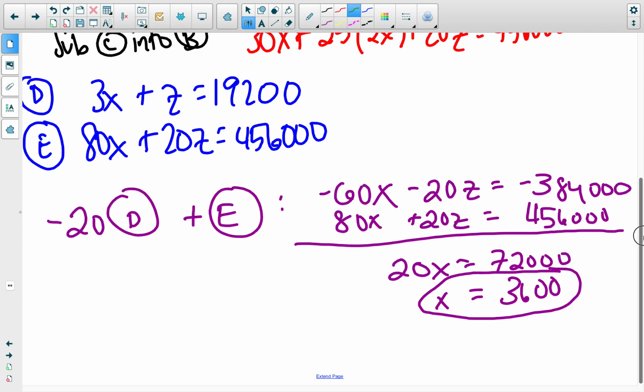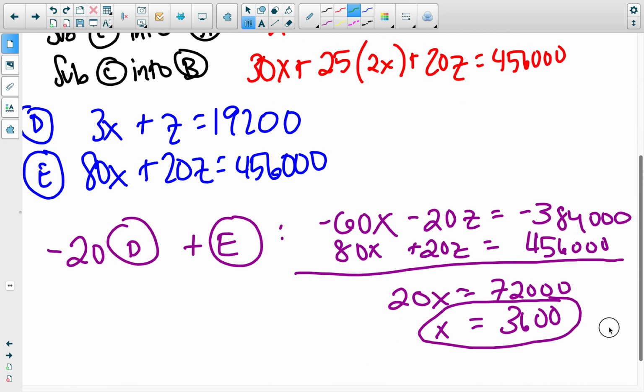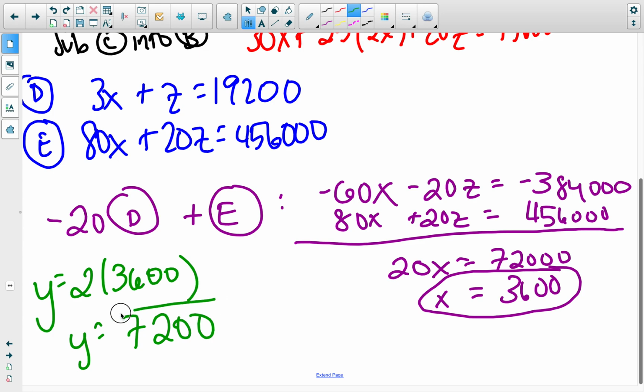What is nice, though, since I know this x, I can go back to my original set, and I can plug in x here and figure out what y is pretty quickly. All right? So I can see y equals 2 times 3,600. And I would get that y is equal to 7,200. So now I have a number for my y. Last thing I got to do is figure out my z.